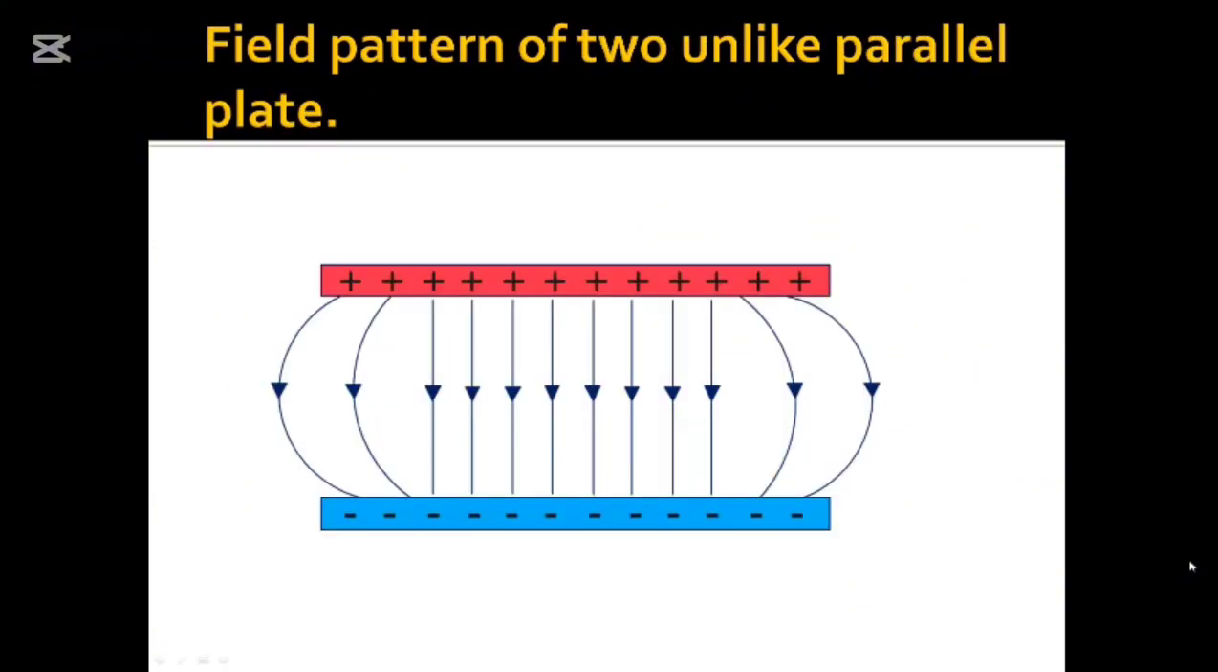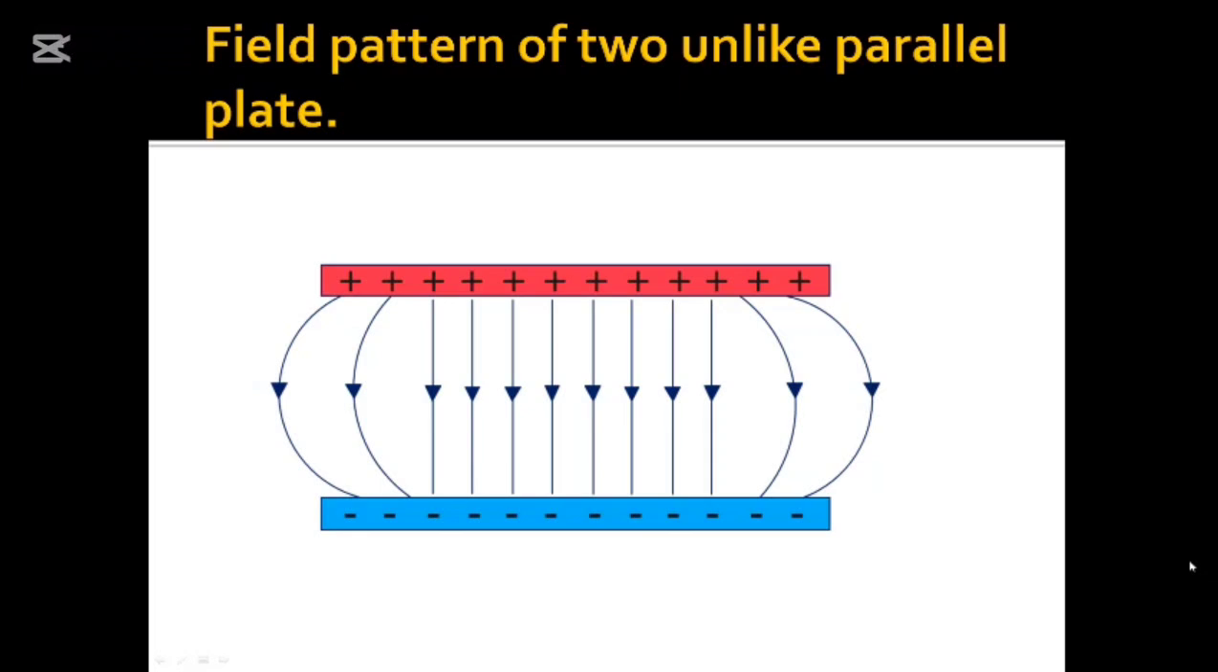And we'll now look at this one, field pattern of two unlike parallel plates. The positive is a producer, wherever it is. Remember what I told you when I was discussing the two point charges, their line of force. There is nothing on earth that will make your line of force to be received by the positive. No, it must go out from the positive and it must terminate at the negative.